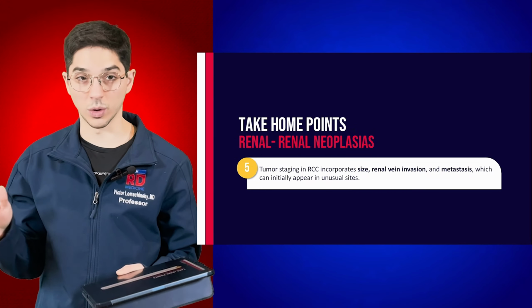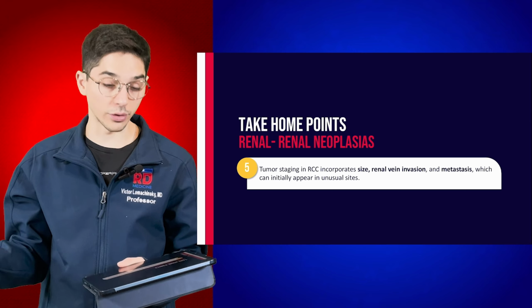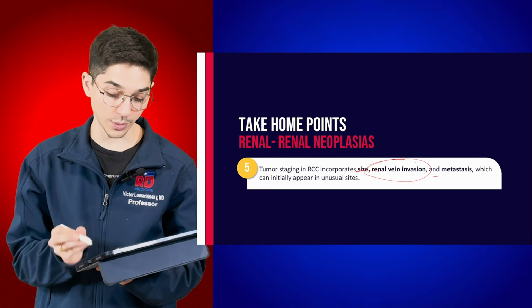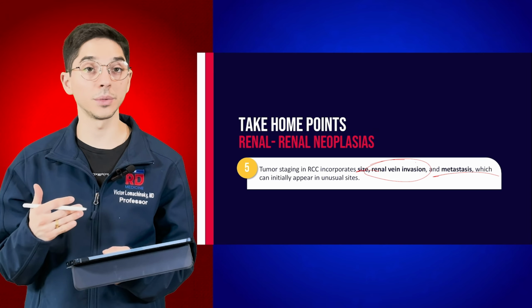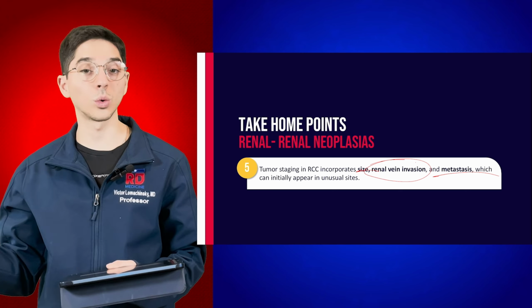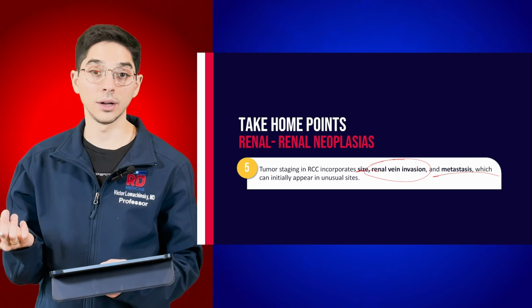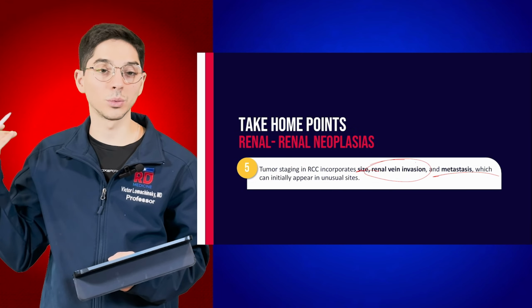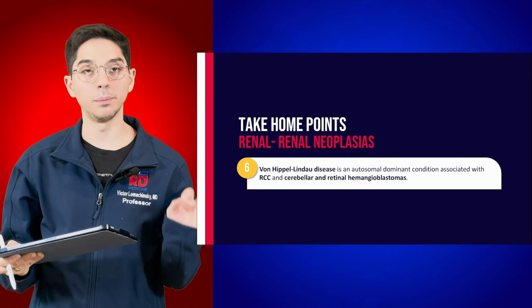Now, staging-wise, which is essential for treatment and prognosis, we're going to look at 3 major things, right? We're going to look at size, we're going to look at renal vein invasion, and we're going to look at presence of distant metastasis. Remember, this is something that can present very late in its course. So oftentimes, we can find this tumor with the patient having been completely asymptomatic until the point where he started having distant metastasis.